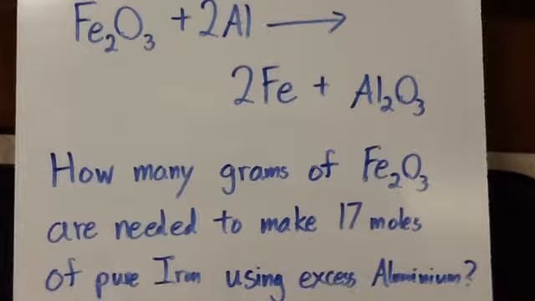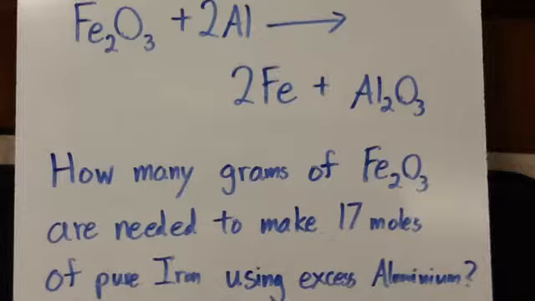In this single replacement reaction, the aluminum is replacing the iron because aluminum is higher up on the activity series than iron is. So the question we are given is, how many grams of Fe2O3 are needed to make 17 moles of pure iron using excess aluminum?